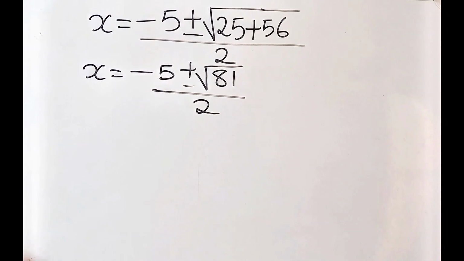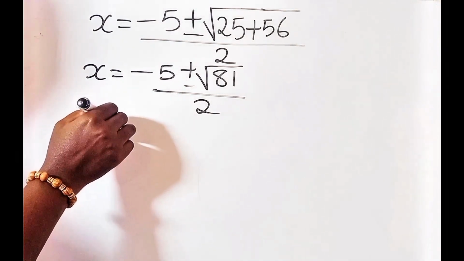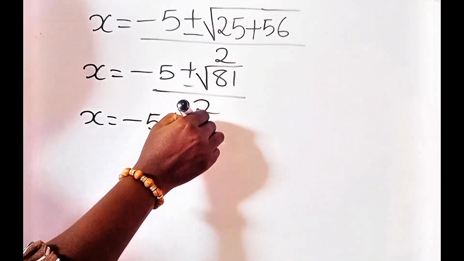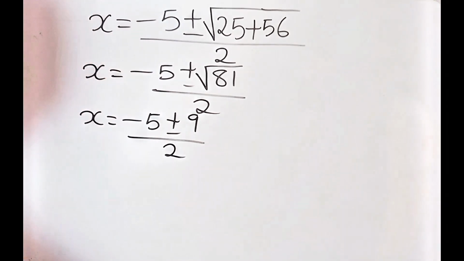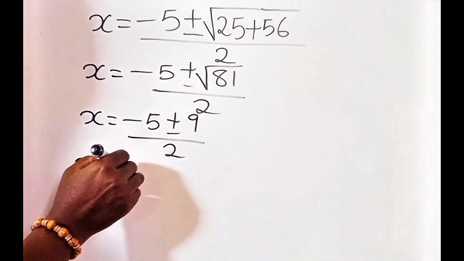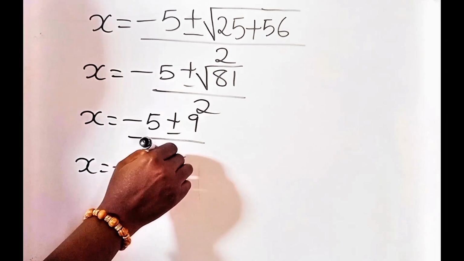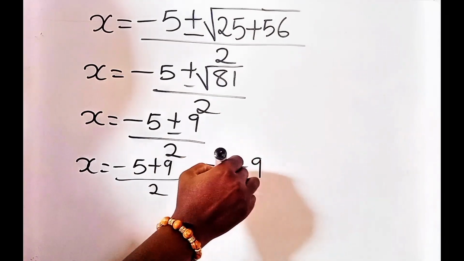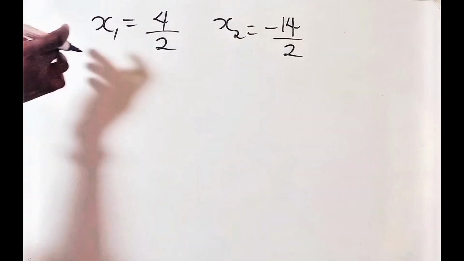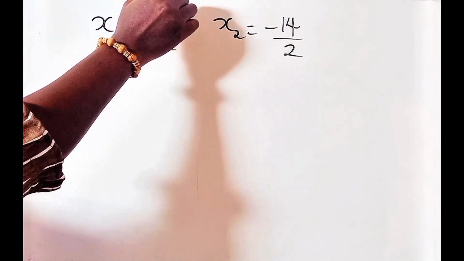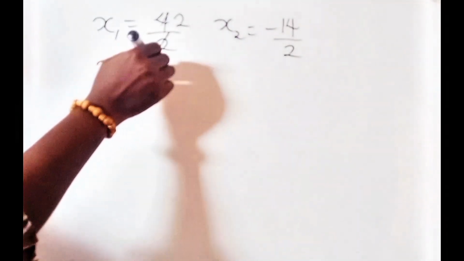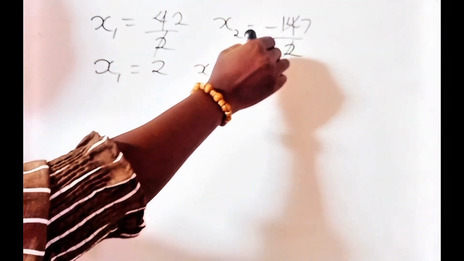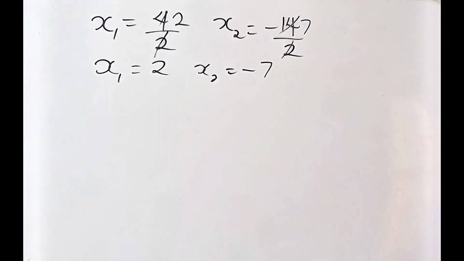So now we have x equals minus 5 plus or minus the square root of 81, which is 9, all over 2. So we have x equals minus 5 plus 9 all over 2, or minus 5 minus 9 all over 2. If we simplify, 2 goes into 4 two times, so x is equal to 2, or 2 goes into minus 14 seven times, which equals minus 7. And these are the roots of the equation.